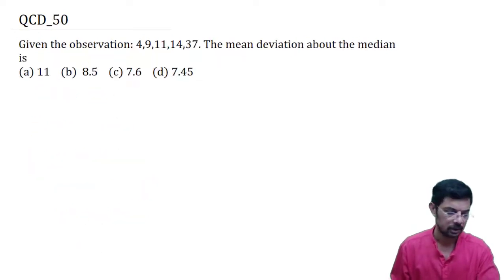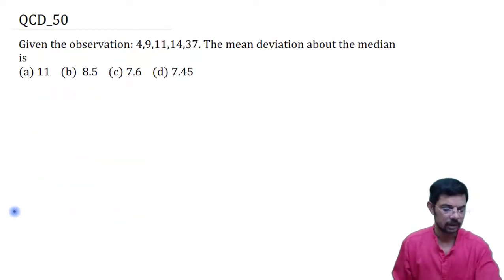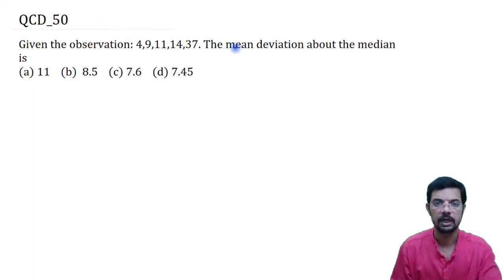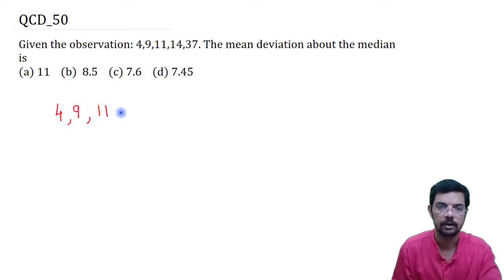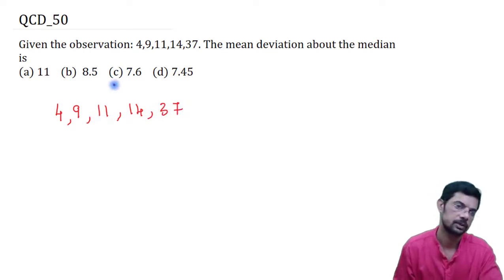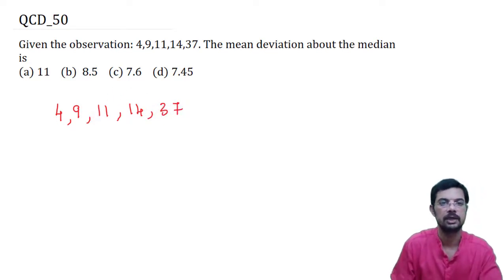The next question is, we need to find out the mean deviation about the median. Okay, this is the last question of this video. So we need to find out mean deviation about the median. So first thing is we need to find the median. Are they arranged in ascending order? Yes. So 4, 9, 11, 14 and 37. These are the observations. We need to find out the median. The median is clearly 11 because it occurs at the center.